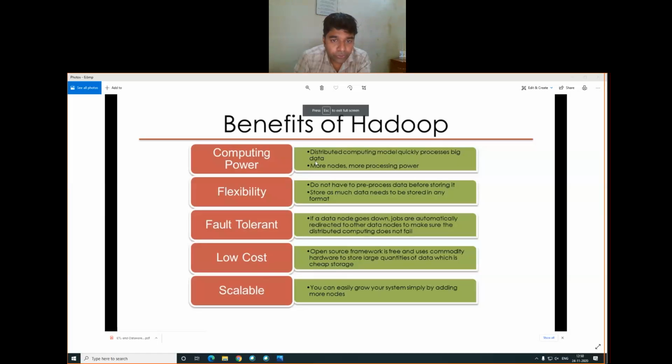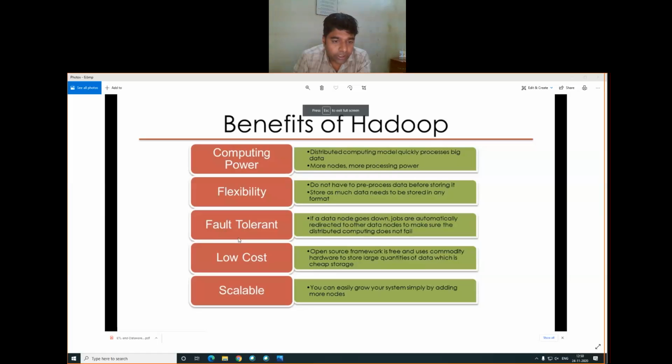It has a very good computing power. The distributed computing model quickly processes big data, and the more nodes, the more processing power there is. Next, Hadoop provides better flexibility. It means you do not have to pre-process data before storing it, and you can store as much data as needed in any format.